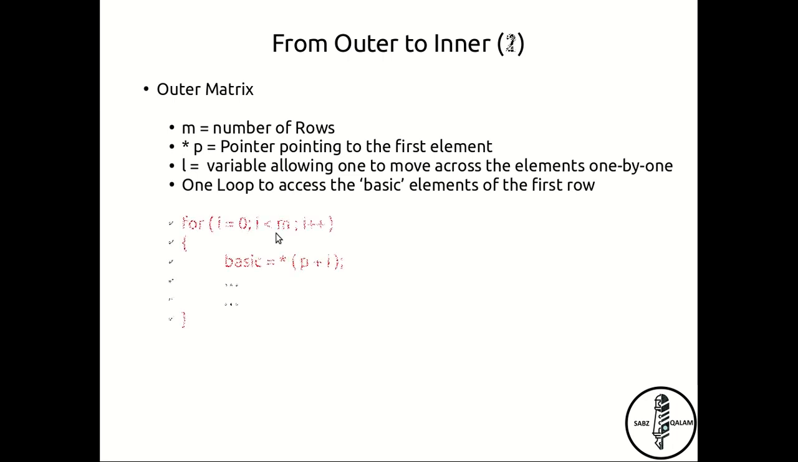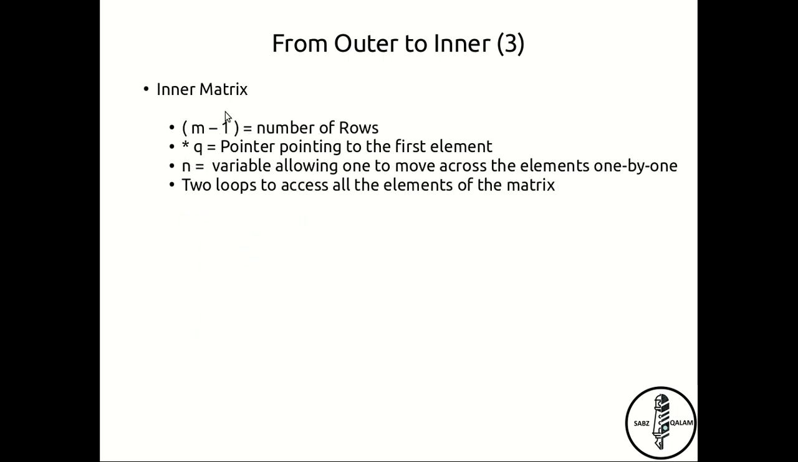And we've already discussed that, right? So basic elements of the first row, which was A, B, C, D, you can do that by this. But proceeding ahead, for our inner matrix, you have m minus 1 number of rows, you have a new variable pointer q and n to allow for us to traverse through the elements step by step.